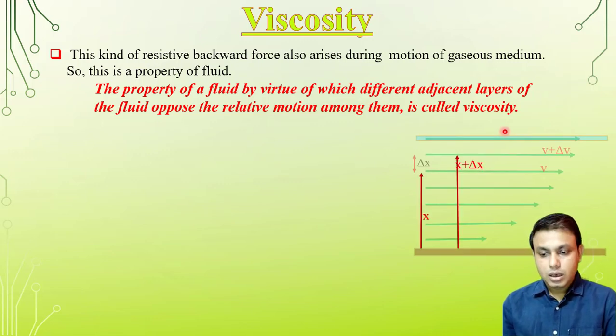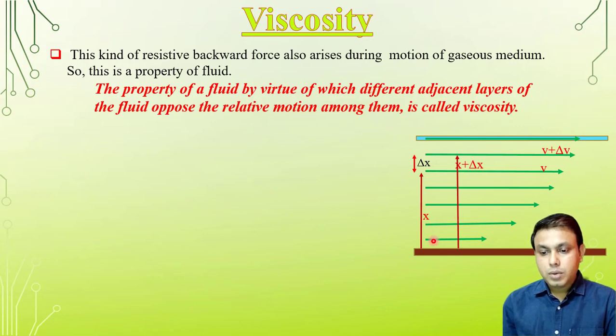Here, if we consider that this is the layer which is at a distance x from the fixed surface and it is flowing with velocity v, and this is another layer which is at a distance x plus delta x, and it is flowing with velocity v plus delta v. Then we can find out the rate at which the velocity is increasing with distance.